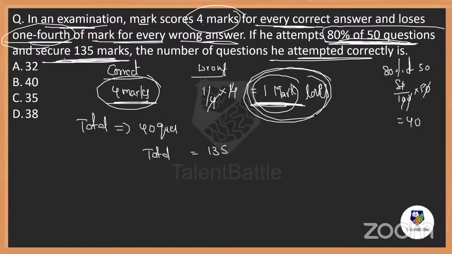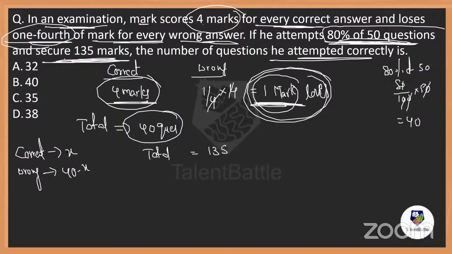Suppose I imagine the correct questions are X. If he answered X questions correctly, how many wrong questions will there be? There are 40 questions in total. If X are correct, 40 minus X will be wrong.